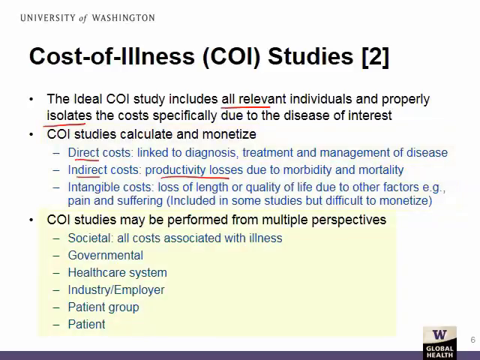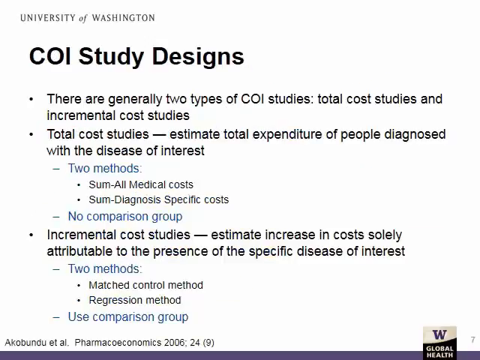And also, like in week 3, you can have multiple perspectives, including the societal, which is the all-inclusive perspective. But you can have the governmental, the healthcare system, and some people do studies that are specific to a certain employer, the cost of illness or the burden of disease to an employer. And you can have patient groups or even the patient perspective. So to perform a cost of illness study, you can do a total cost study or an incremental cost study.